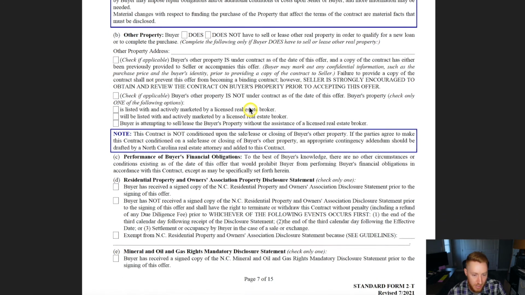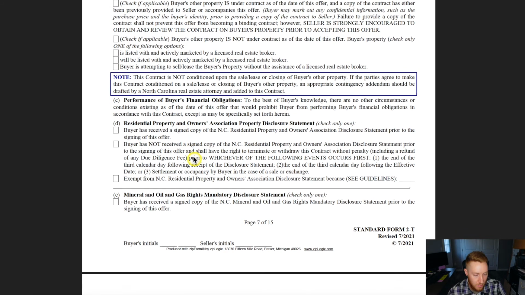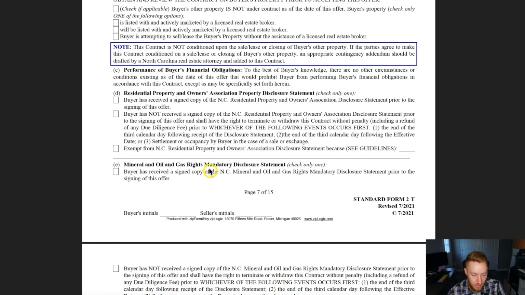The residential property and owners association disclosure. You'll typically be checking the first box to say that you received and acknowledged receipt of the North Carolina property disclosure. It's important to look it over and make sure the seller has made no representation on that form of any sort of issues that they know of. The mineral, oil and gas rights is also a disclosure that you'll receive and want to go over with your agent, so you'll check that box.